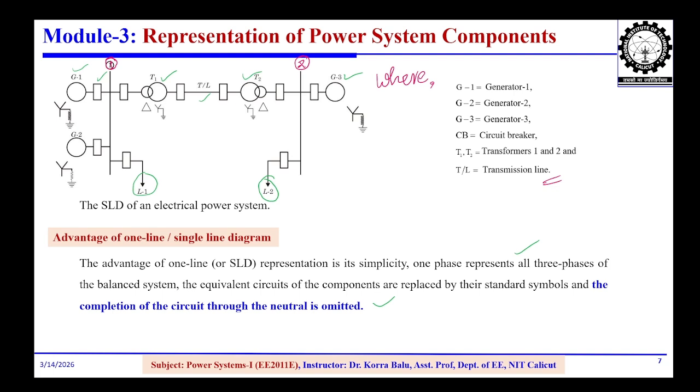When you go for circuit representations, we have to show the return path. But when you go for the single line diagram representation, there is no need to represent the neutral throughout the circuit. To avoid confusion, we can omit the neutral.